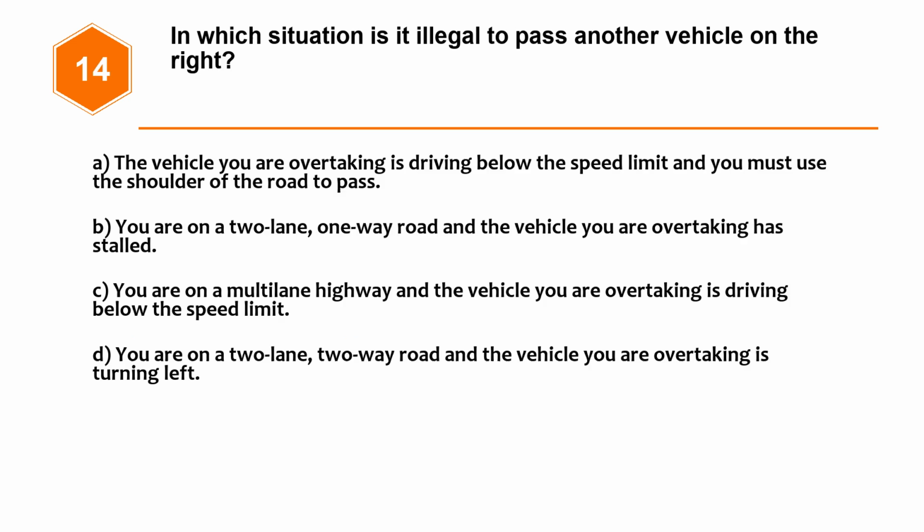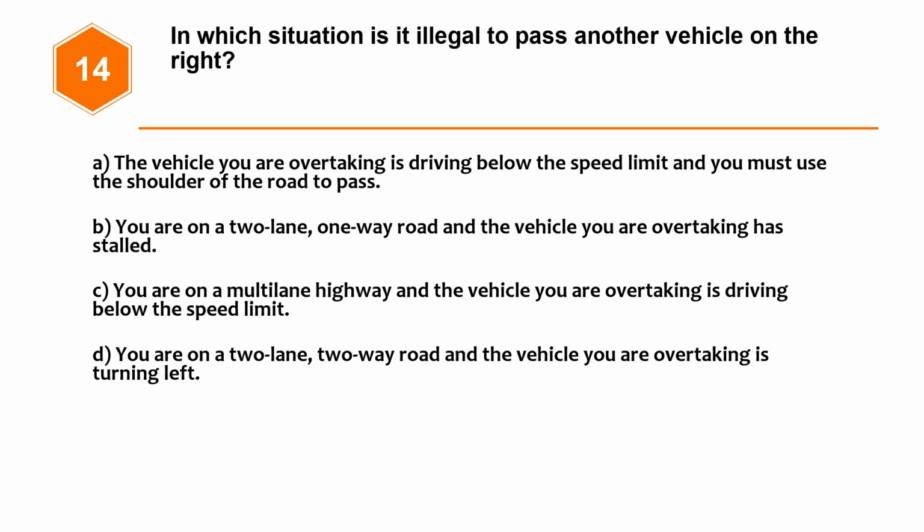Question 14. In which situation is it illegal to pass another vehicle on the right? Option A. The vehicle you are overtaking is driving below the speed limit and you must use the shoulder of the road to pass.